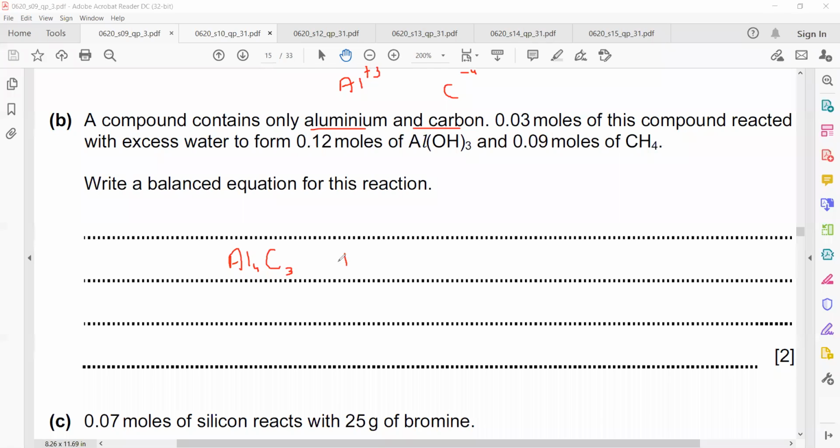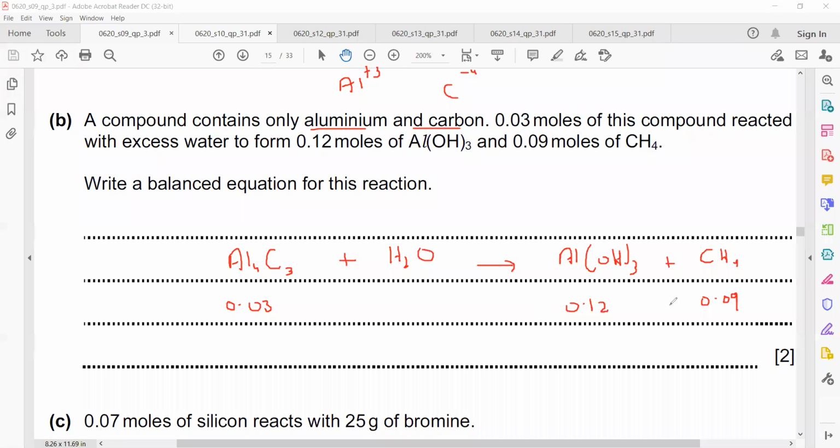This reacted with excess water, which means more than enough. And how many moles were there? We were having 0.03 moles of this compound. It reacted with water to form aluminum hydroxide and methane. It formed 0.12 moles of aluminum hydroxide and 0.09 moles of methane. We have to write a balanced equation.